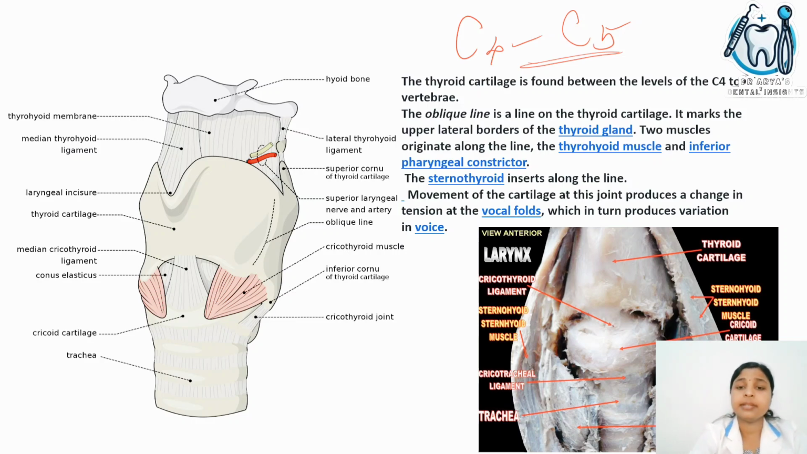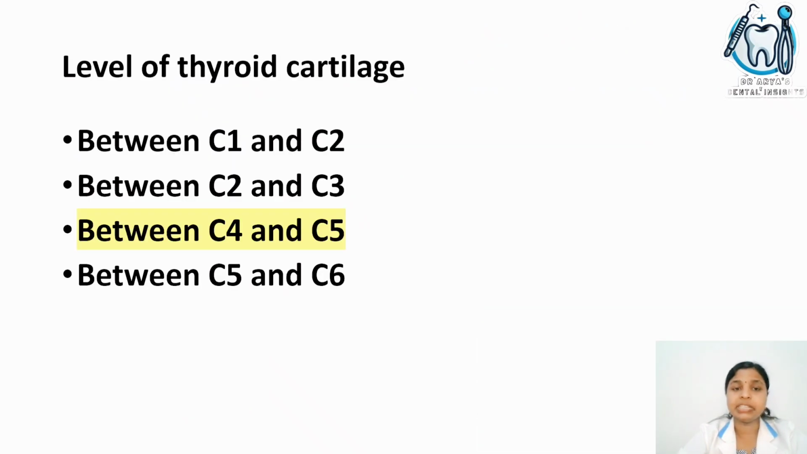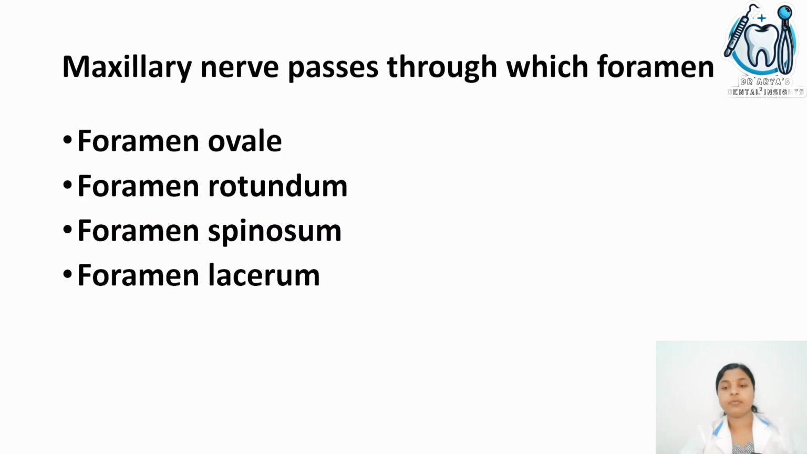So this is the larynx, this is the thyroid cartilage, the cricotracheal ligament, this is the trachea, and this is the cricoid cartilage. So what is the answer? It's between C4 and C5. Coming to the next question: the maxillary nerve passes through which foramen? Foramen ovale, foramen rotundum, foramen spinosum, or foramen lacerum.